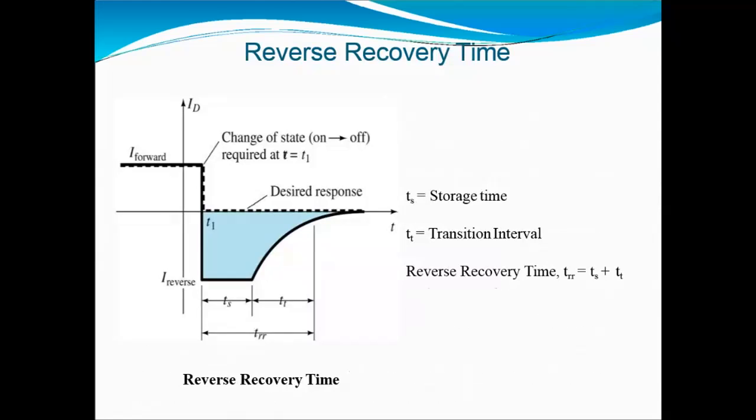Next, reverse recovery time. Here one small diagram is there. TS is storage time, TT is the transition interval. So reverse recovery time TRR equals TS plus TT. Storage time plus transition interval is equal to the reverse recovery time. In this diagram, TS storage time is there, and the transition interval is there. Whenever these two are combined, that is the reverse recovery time.